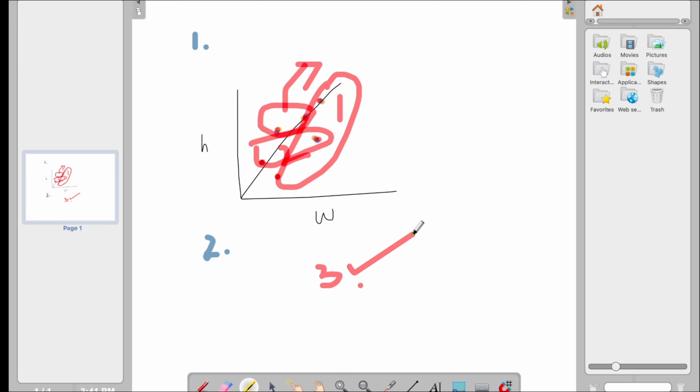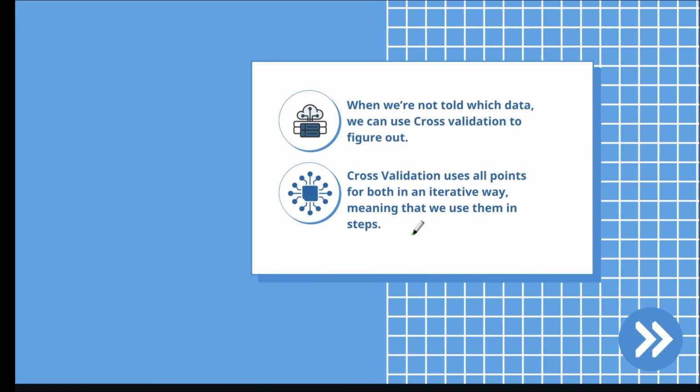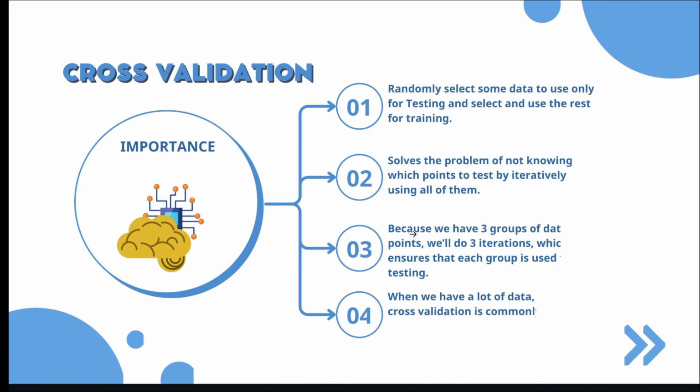The number of iterations is also called folds, and so this is called 3-fold cross validation. So these are the 3 iterations of training. Because each iteration uses a different combination of data for training, each iteration results in a slightly different fitted line, and the rest of the points are used for testing. So this cross validation solves the problem of not knowing which points to test by iteratively using all of them.